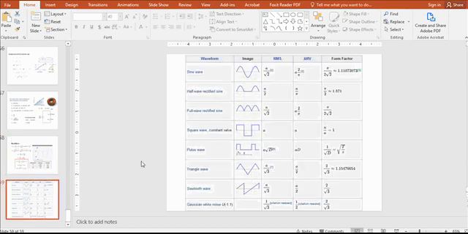So this is the summary table. For the sine wave this is the RMS value, this is the average rectified value 2A over pi, and this is the form factor. Similarly for the half wave rectified sine wave, full wave rectified sine wave, square wave, pulse wave, triangular wave, sawtooth wave, and Gaussian white noise. So these are the most popular waveforms in electrical engineering. This is a table summarizing the major parameters: RMS and average rectified value, and then the form factor.